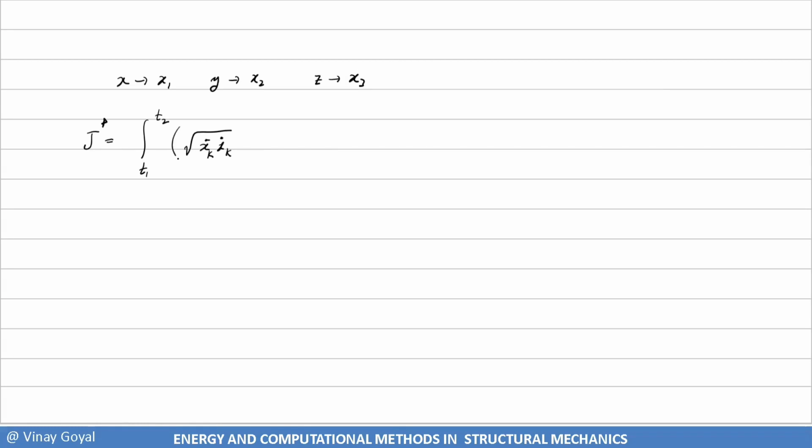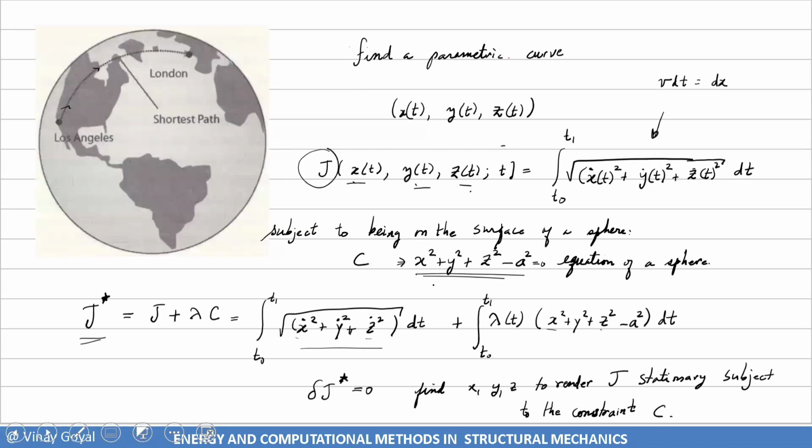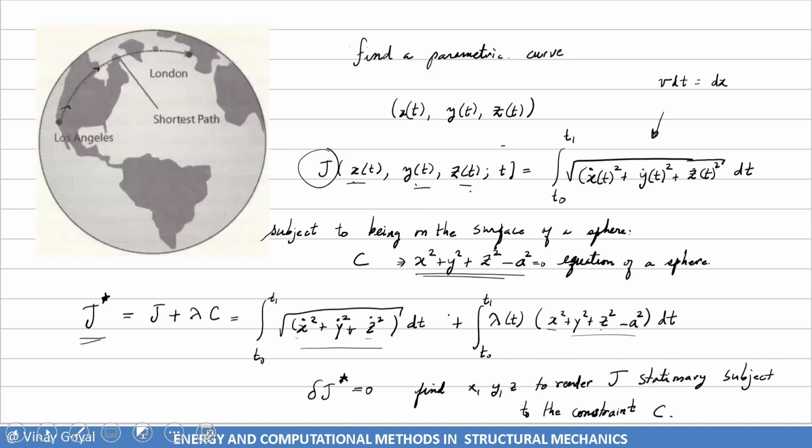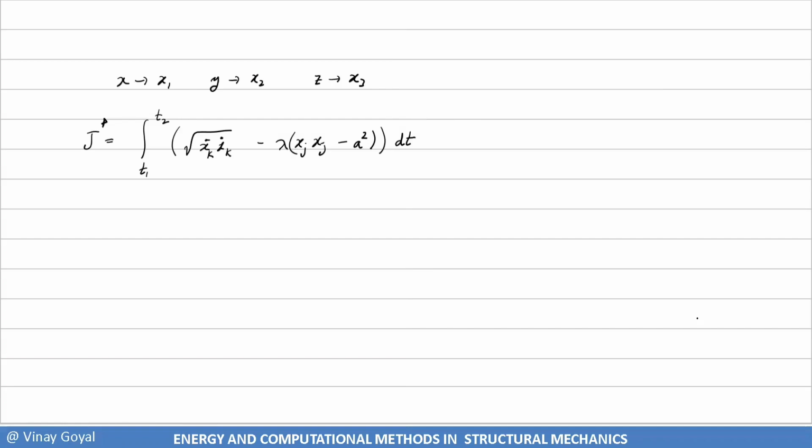And so then I can also write minus lambda. And now again, this is very easy to write if I write it in index notation. So I'll call a different variable, xj, xj minus a squared, dt. And now it's easier to take the first variation because index notation makes everything simpler. I also want you to notice how I put a. A is the radius of the Earth in this case. Obviously, if it's a sphere, that's the radius of the sphere. So the first variation is of j star.